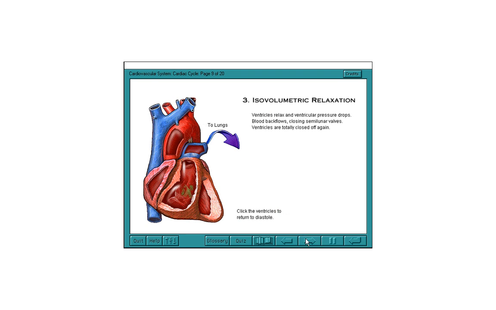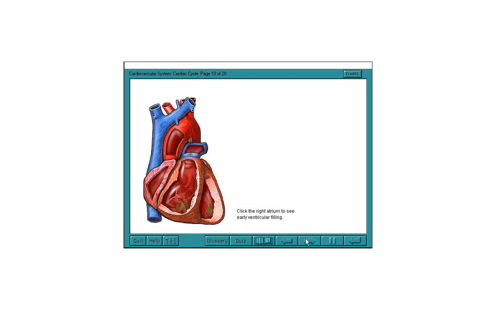In the third phase of the cardiac cycle, isovolumetric relaxation, the ventricles relax and ventricular pressure drops. Blood in the aorta and pulmonary trunk backflows toward the heart, closing the semilunar valves. Meanwhile, the atria have been filling with blood. When the pressure exerted by blood on the atrial side of the AV valves exceeds that in the ventricles below, the AV valves are forced open and the ventricular filling phase begins again. Click the right atrium to see early ventricular filling.